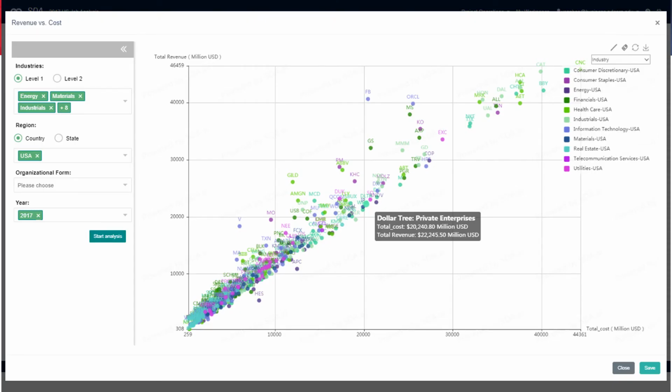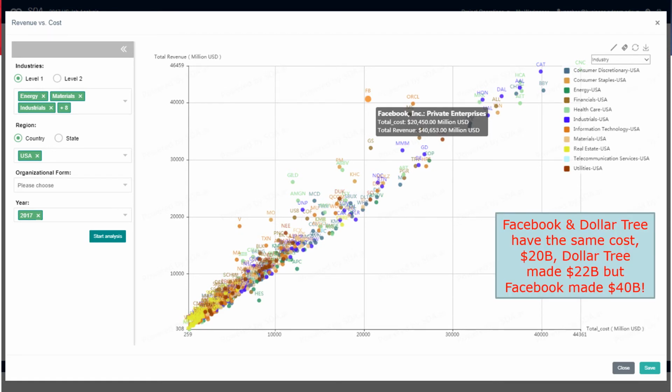Let's first do a revenue versus cost analysis on the S&P 500 data. In general, the higher the revenue, the higher the cost. There is a strong linear correlation between the revenue and the cost for these companies. However, individual companies' performance can differ significantly. For instance, Dollar Tree spent about $20 billion in year 2017 and made $22 billion. Facebook, FB, on the other hand, spent about the same amount of money in year 2017, but made $40 billion.